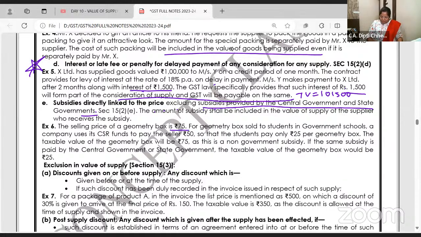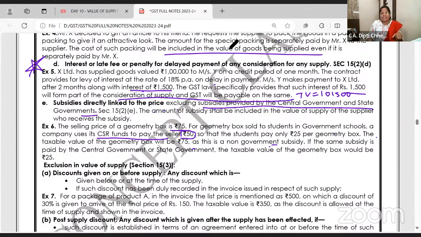Selling price of a geometry box is 75. Geometry box sold to a student in a government school. A company uses its CSR fund, you know, corporate social responsibility fund. Company should maintain, and according to the net worth, a percentage of profit they have to use for social responsibility. So the company says, okay, give the geometry box to the student and we will fund 50 rupees, so that the students pay only 25 per geometry box. The taxable value of the geometry box is 75, as this is a non-government subsidy.